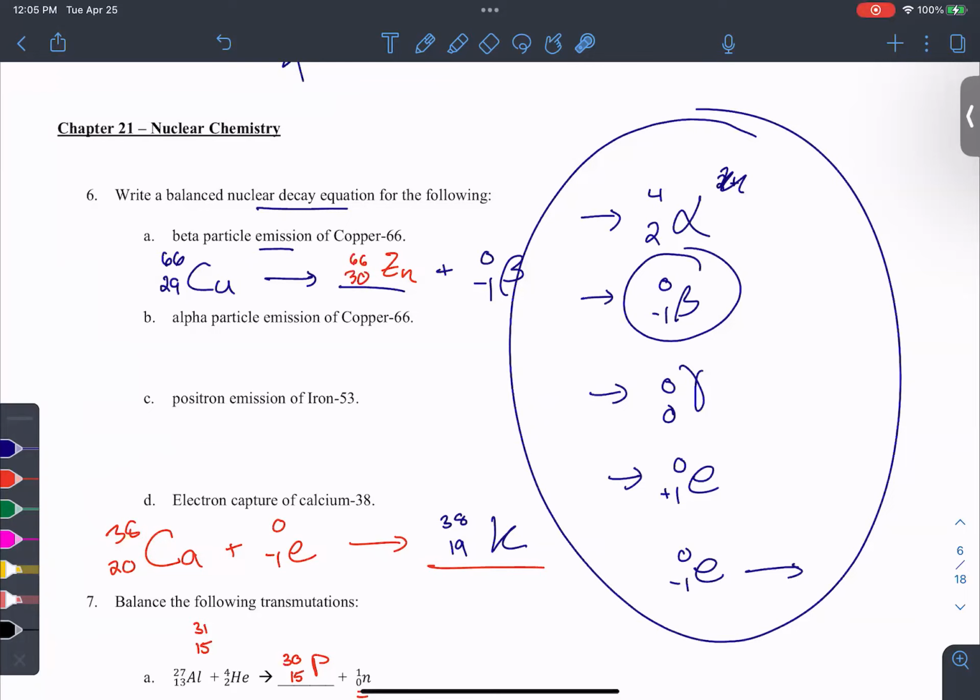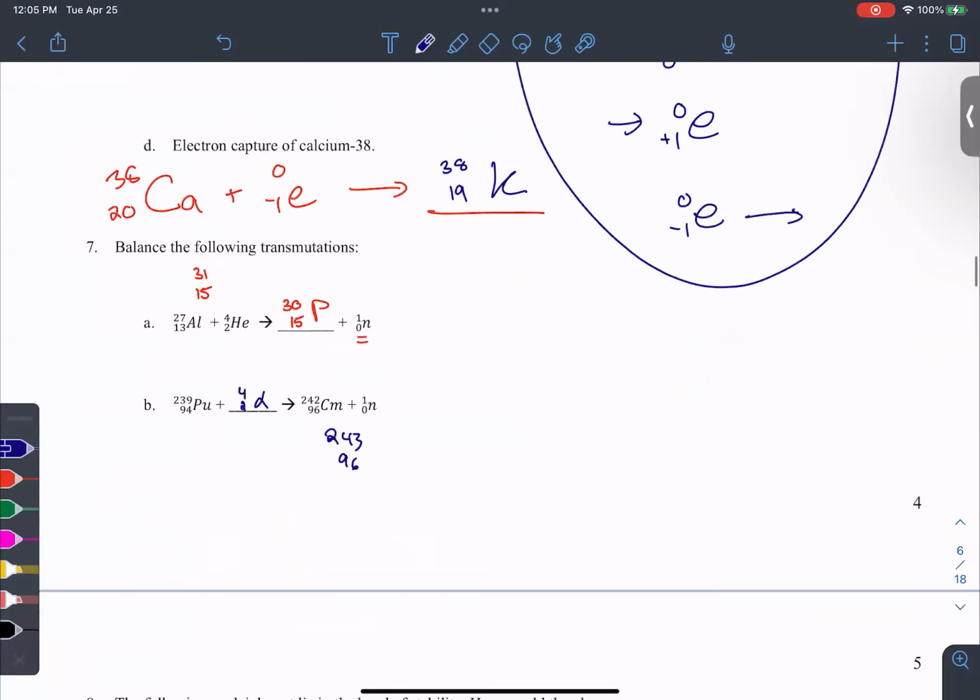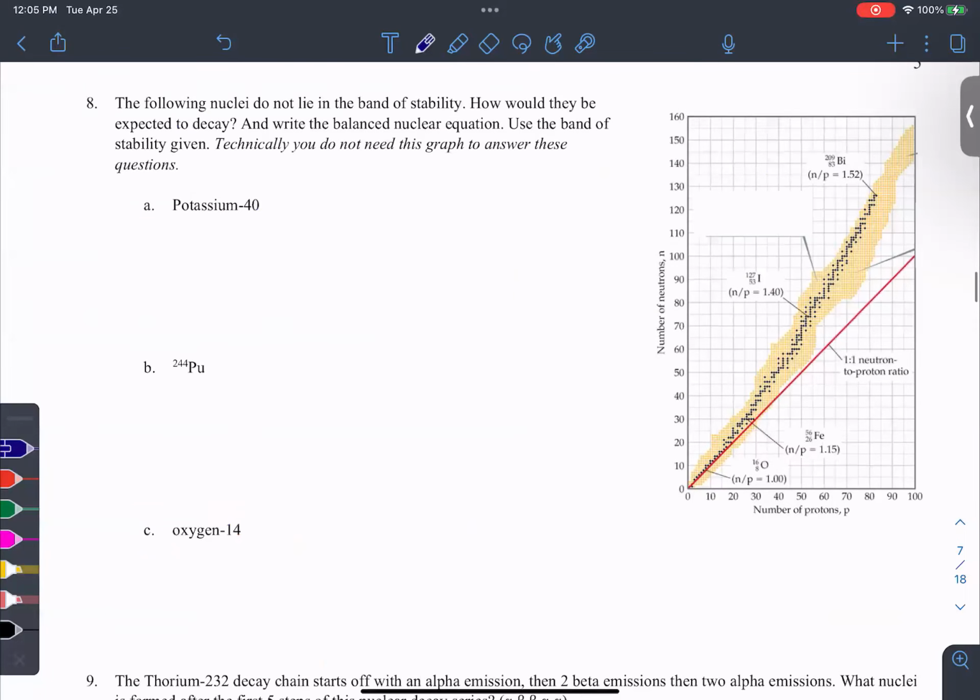Cobalt. All right. So if we did an alpha emission of copper 66, we would get a cobalt nucleus, so cobalt 62, 27, something like that. So the idea here is, depending on the type of emission that's happening, we get different products. So why do certain elements do alpha versus beta emission? And how we predict it is based upon the band of stability.